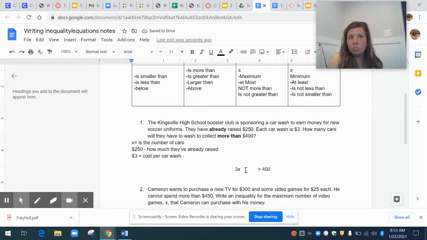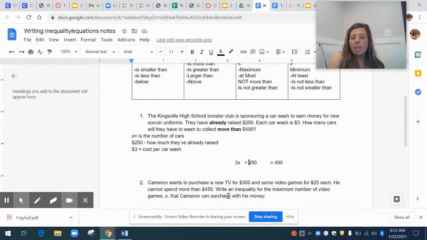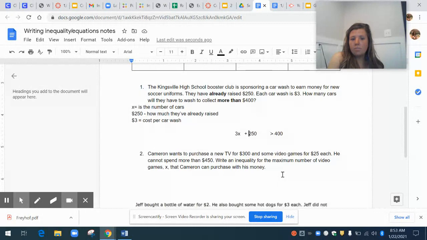And if you've already raised $250, you're not going to subtract that. You're going to add it because they're adding that to how much they need total. So we're going to add 250. And this would be my inequality right here. So 3x plus 250 is greater than $400. So 3 times the cost of each car plus the $250 that they've already added needs to be more than $400. Okay? So that's how we would do number 1.